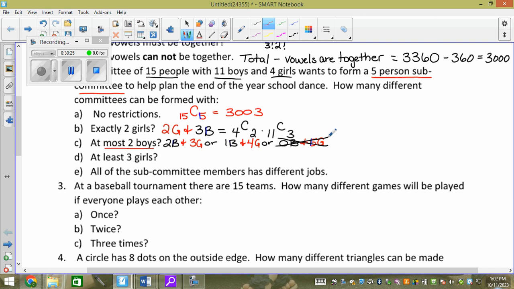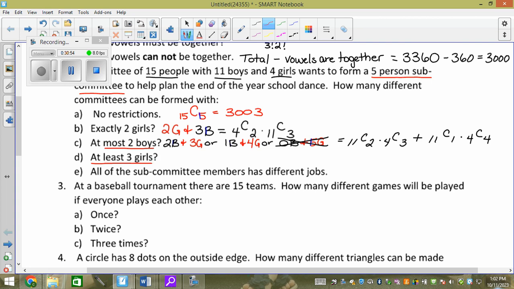Okay? Then we would have 11C2 times 4C3, or, meaning add, 11C1 times 4C4. You can't do 4C5. It makes no sense. At least 3 girls means 3 girls, or at least 3, so 3, 4, 5.